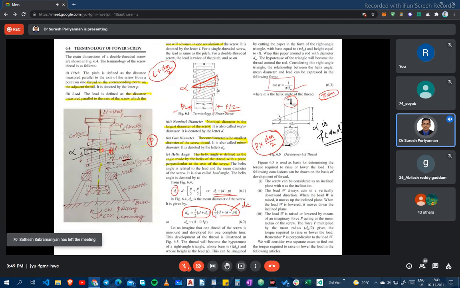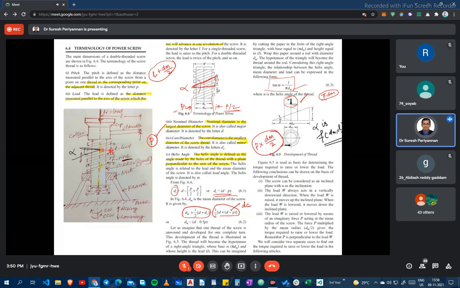Okay, we need the helix angle. Then only are we able to calculate how much torque is required for raising or lowering the load W. The load W is raised or lowered by means of the applied force P only. Hence, P is acting on the mean radius, then the torque is nothing but P into dm by 2.